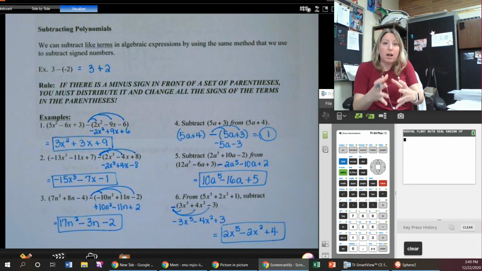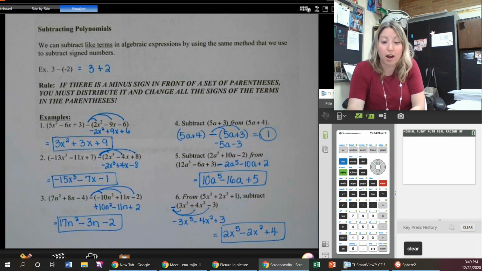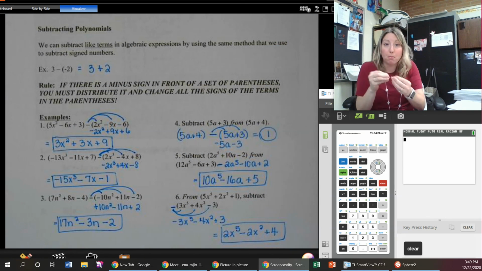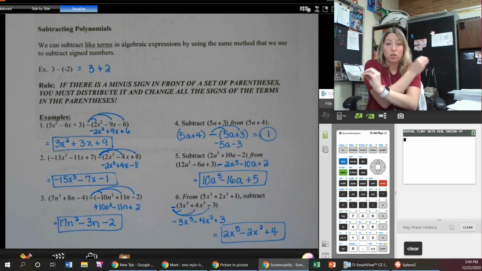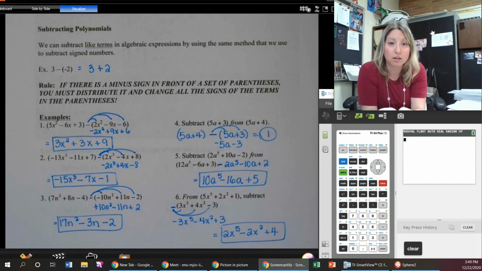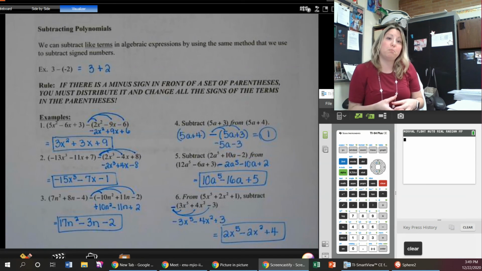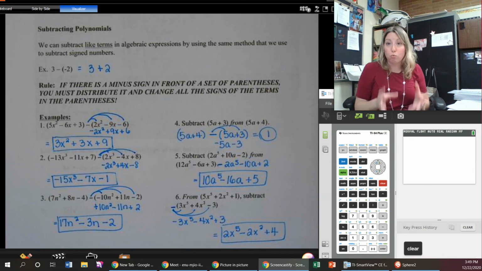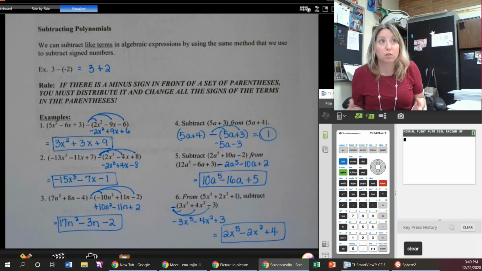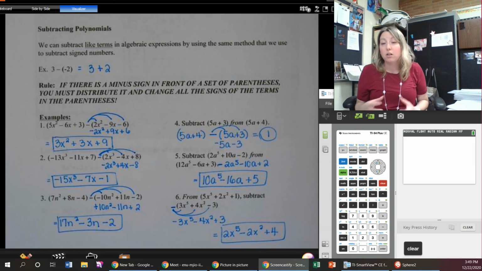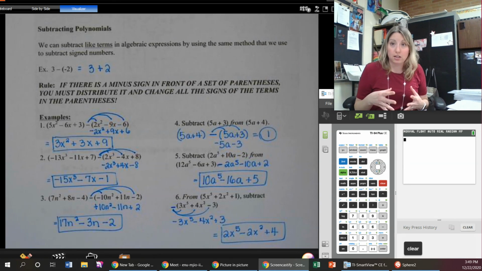Be very mindful of those words with subtraction. That "from" might mean you have to change the order and reset up and then distribute and then combine like terms. But that's the most confusing part about this piece. I think adding is quite straightforward. It's just combine your like terms together. Subtracting is where things might get sticky.